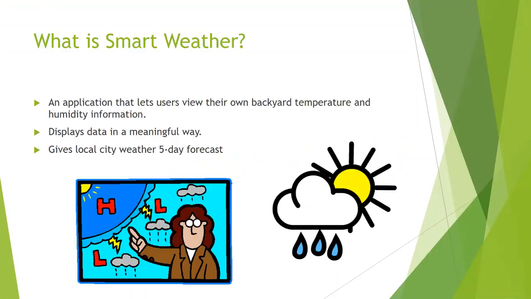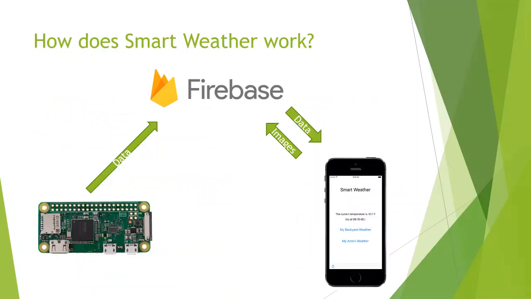So what is Smart Weather? It's an application that lets users view their own backyard temperature and humidity information, and it displays this data in a meaningful way through averages, maxes, and mins of temperature and humidity. It also gives a local city weather 5-day forecast. So you get forecasted data from the meteorologists that post this information online, and the app takes that information as well. You can compare the data from your own local backyard to what is actually being forecasted in the news. So that's kind of fun. Just do a comparison and see what's going on in your own place rather than something more generic like a city. So let's go and see how that works.